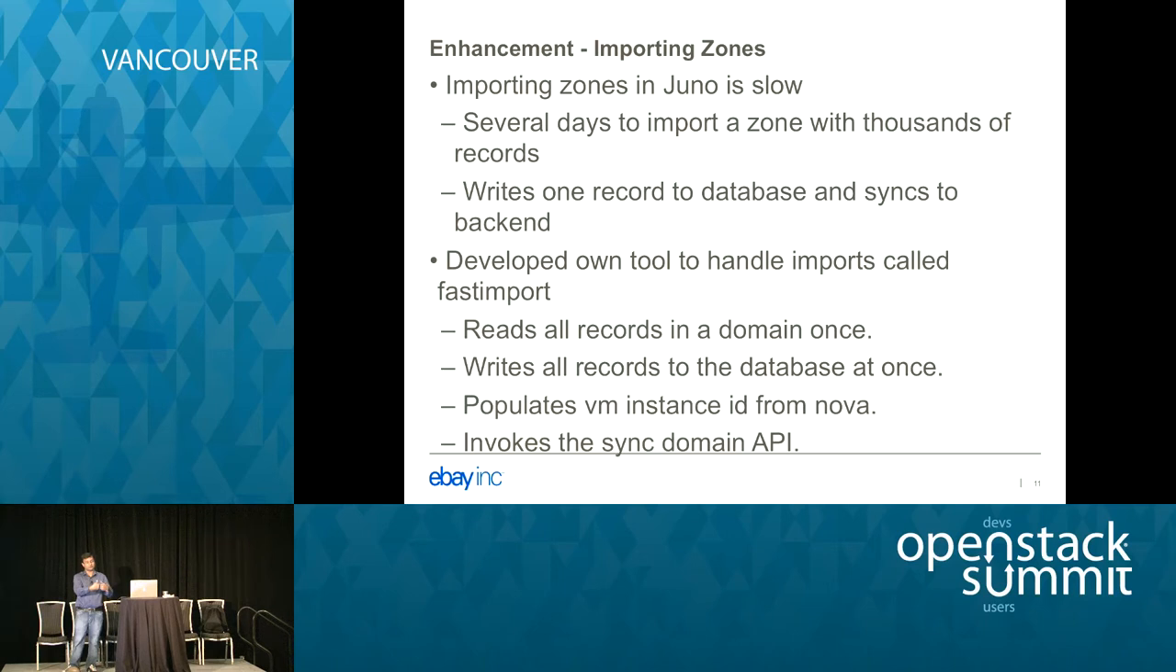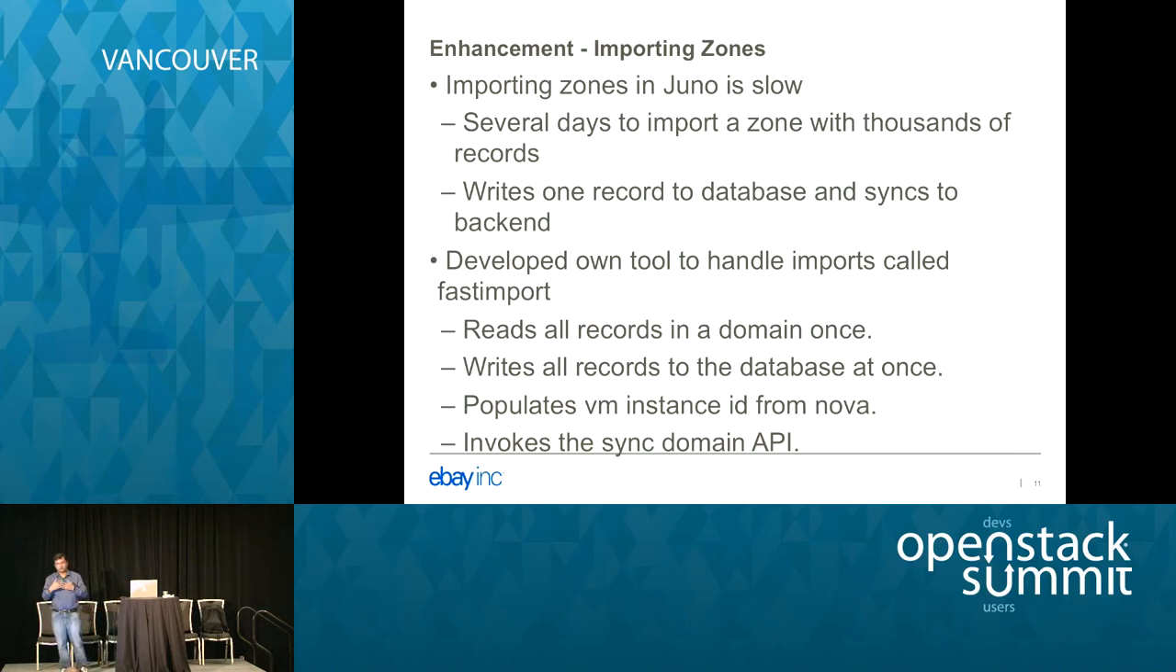So when we had to migrate from the proprietary eBay PayPal DNS as a service to Designate, we had to import all the data from the DNS server into the Designate database. For that, Designate has an API for import zone. We tried using that API, but the way it is designed, it writes one record at a time. It reads one record from the DNS name server and writes one to the database, and it does that one at a time. At eBay and PayPal, we have a lot of zones, and each zone has thousands and thousands of records.